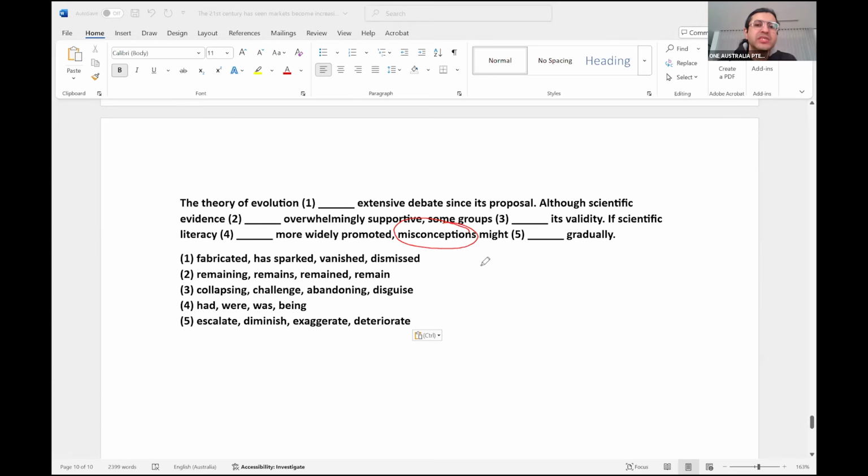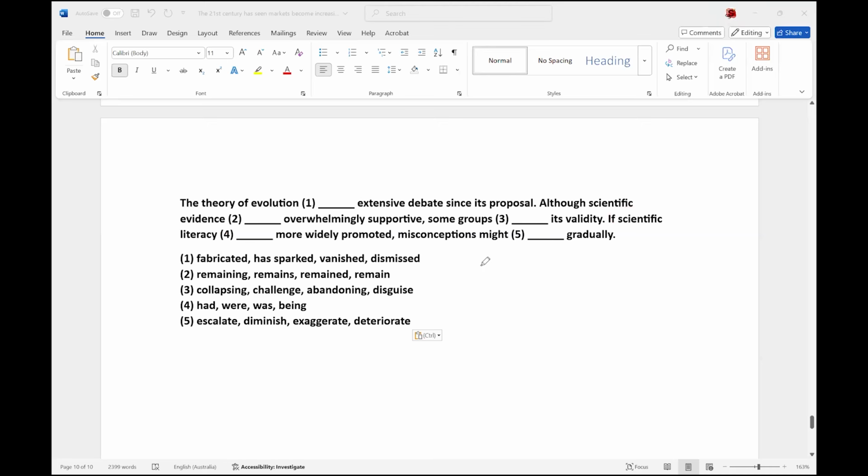Misconceptions means misunderstandings. Diminish means to gradually reduce or vanish, disappear. Understand the sentence, right? If scientific literacy means people are scientifically educated, then misunderstandings will gradually diminish, go away.